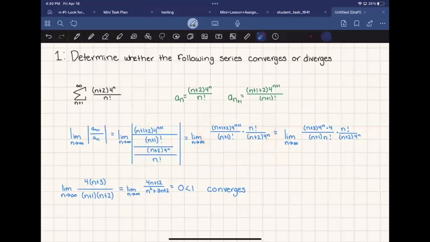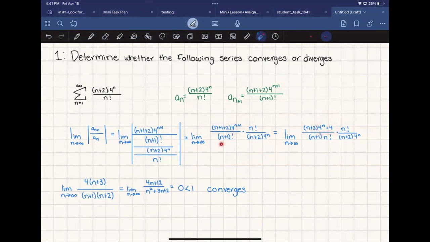So in our next step here, we see that we're taking our n plus 1 plus 2 and we're simplifying that to n plus 3. We have 4 to the power of n plus 1 and we're splitting that into 4 to the power of n times 4, because that 4 to the power of n plus 1 is essentially this here.